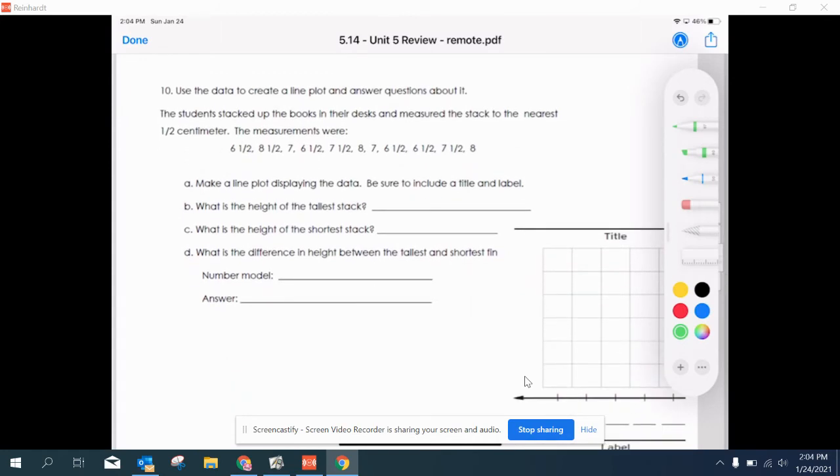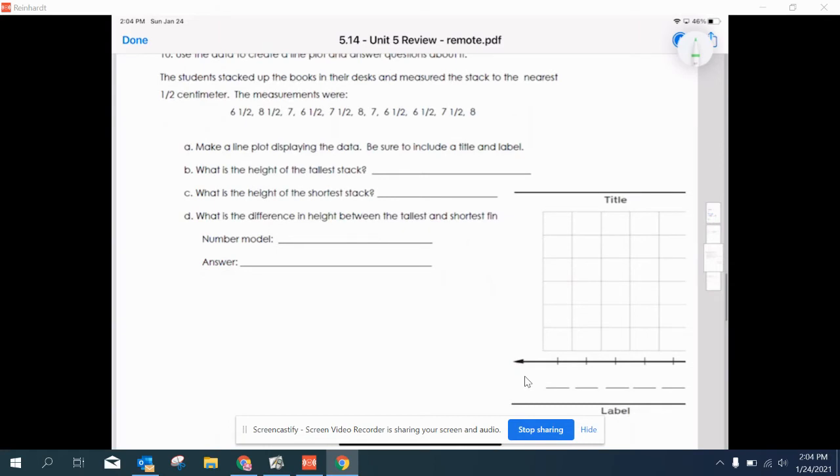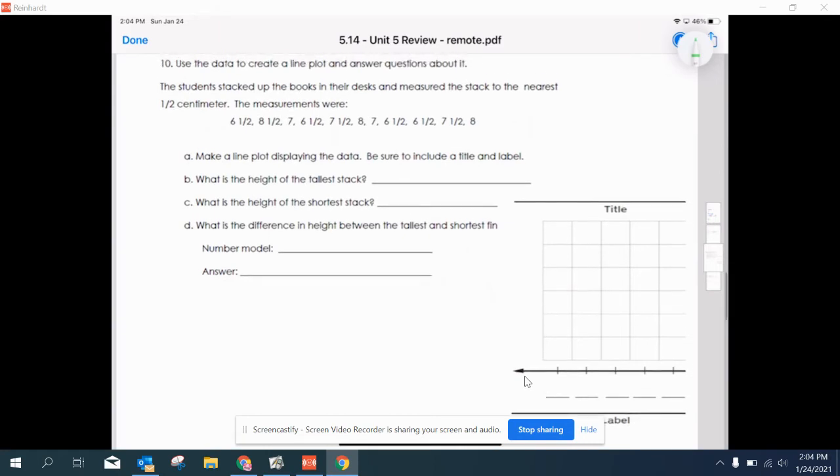Now this is the hardest part, I would say. And line plots have lots of things that we need to do. So we have to have a title. We have to label our x's. We have to put all our x's in, and we have to make sure we label everything correctly. So let's look at our information first.